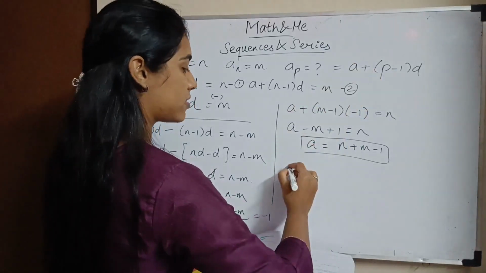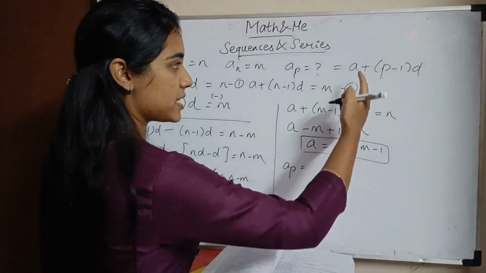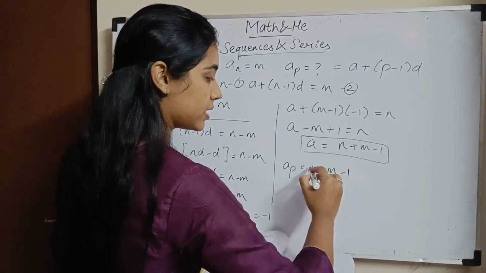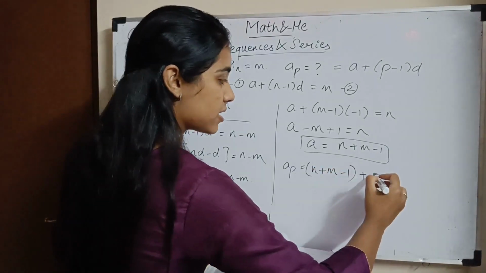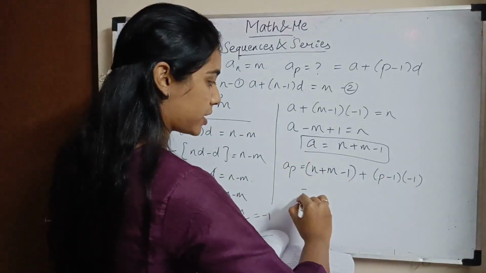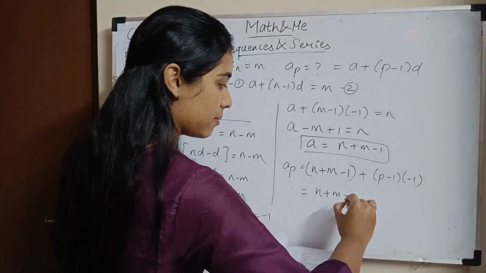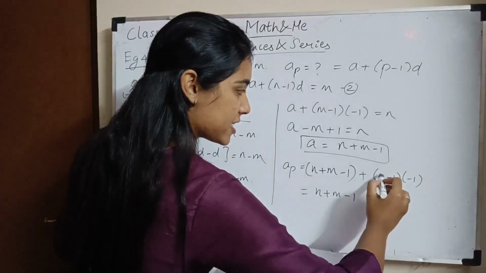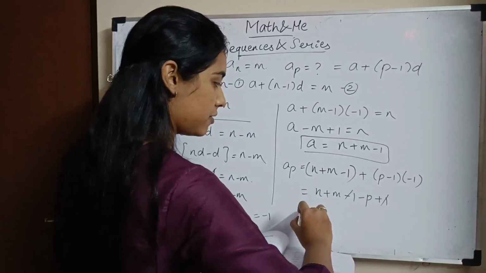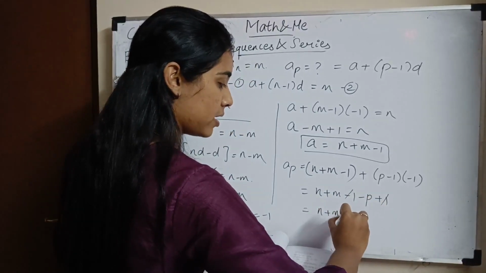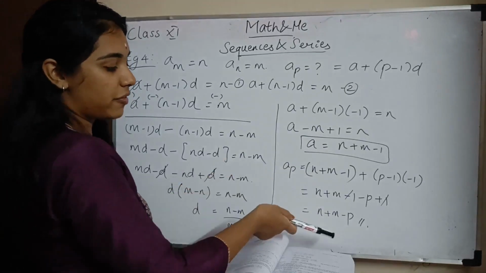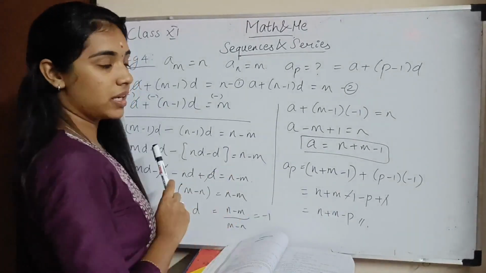So now what is my pth term? The pth term equals a plus (p minus 1) into d. So a is n plus m minus 1, plus (p minus 1) times minus 1. What is it? n plus m minus 1 minus p plus 1. So the minus 1 and plus 1 go off. So I have n plus m minus p. Okay, that's it. Basically, your final answer should be in terms of n, m and p.